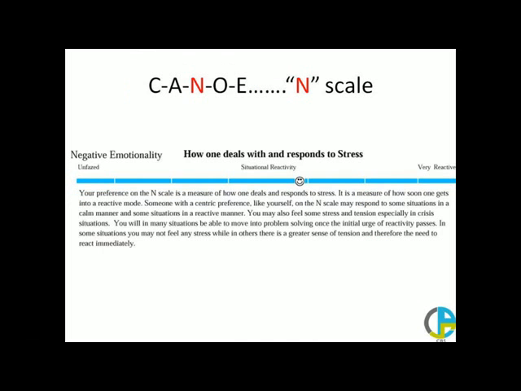The N scale talks about negative emotionality. That is, how one deals with and responds to stress. If you look at the blue continuum, it talks about the left-sided preference of being unfazed, the right-sided preference of being very reactive, and the middle preference of someone who's situationally reactive.